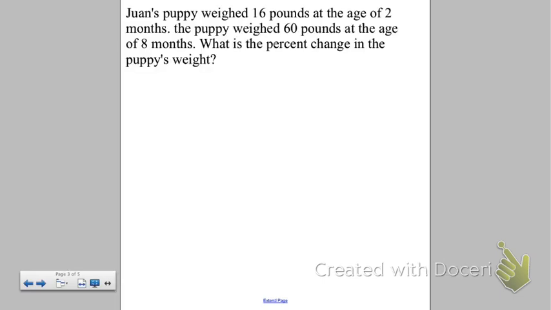And the last question. Juan's puppy weighed 16 pounds at the age of 2 months. The puppy weighed 60 pounds at the age of 8 months. What was the percent change in the puppy's weight? Take a second to copy down the question.